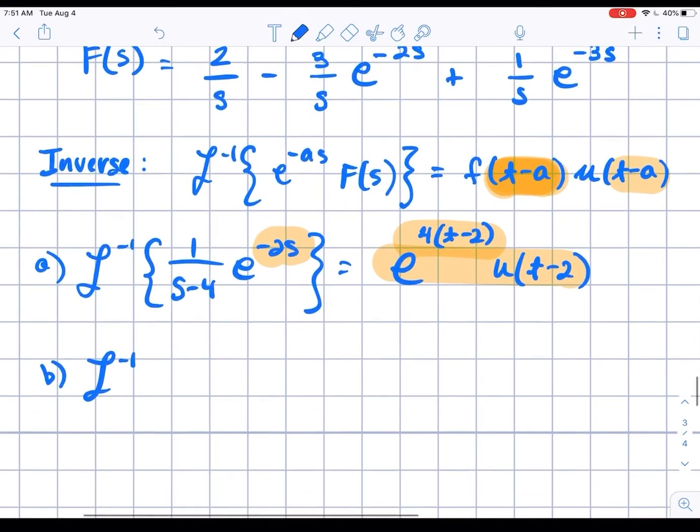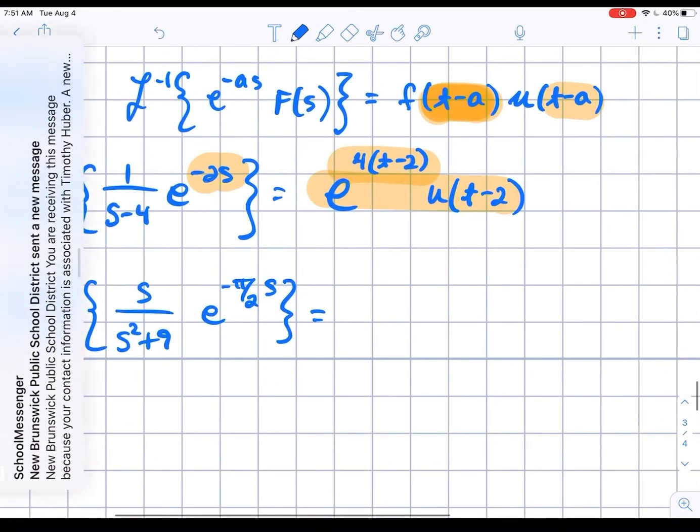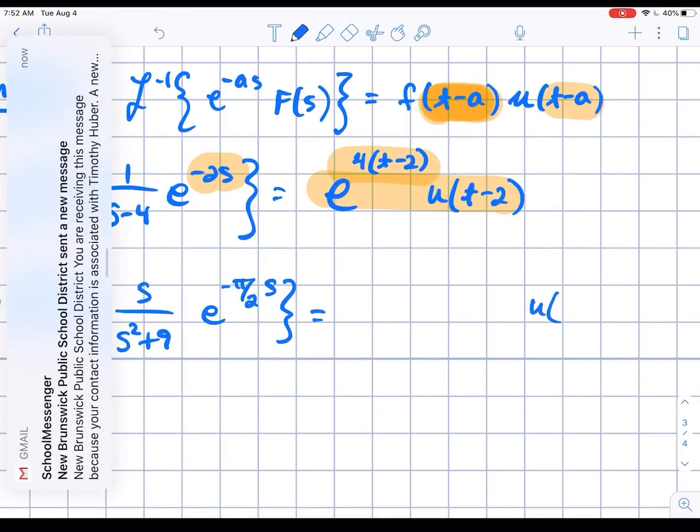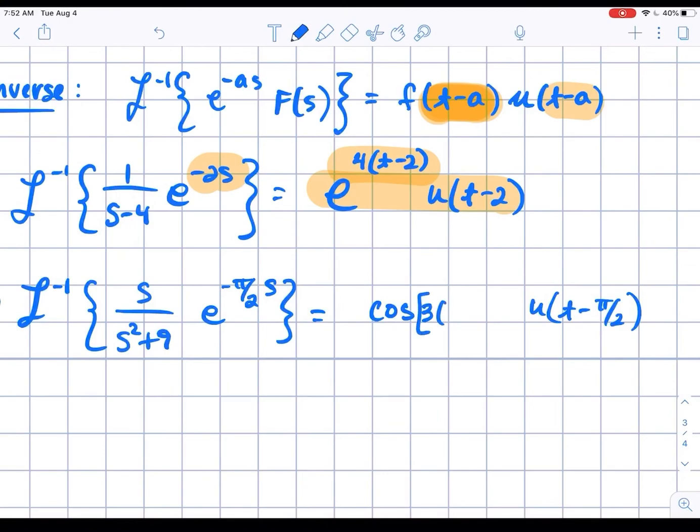Okay, for B, we're going to do a trig. So say you have s squared plus 9, and then e to the negative pi over 2 s. On this one, same idea, because I know I'm going to have a unit step t minus pi over 2 when I do my cosine, so it'll be cosine 3 times t minus pi over 2. Now you can use your trig if you want to simplify that, and I think it comes out to a negative sine 3t or something like that. So you could do it that way, but that would be your inverse transformation as well.